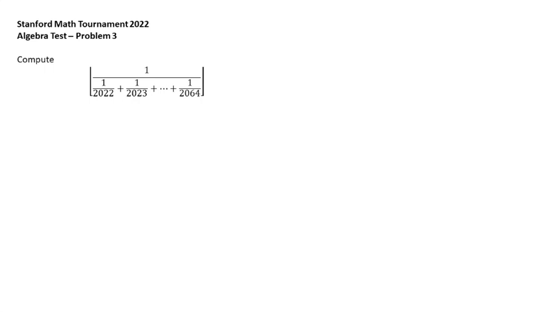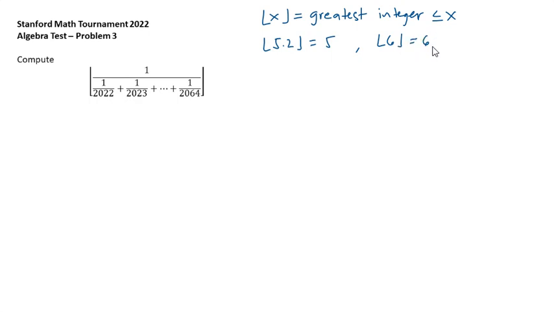The floor function, denoted by this symbol, the floor of x, is equal to the greatest integer less than or equal to x. If x takes a non-integer value, say 5.2, then the floor of 5.2 is just equal to 5, because 5 is the greatest integer less than or equal to 5.2. If x takes an integer value, say 6, then the floor of 6 is equal to 6.